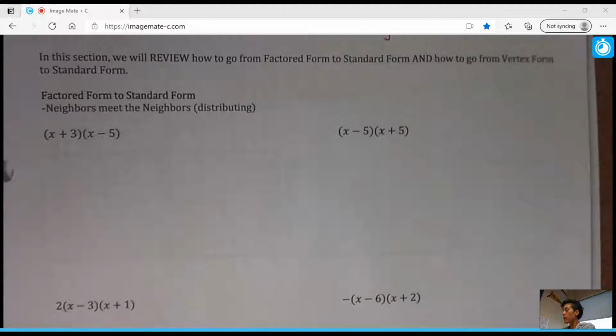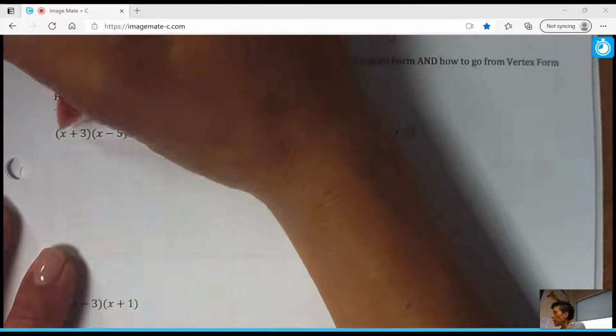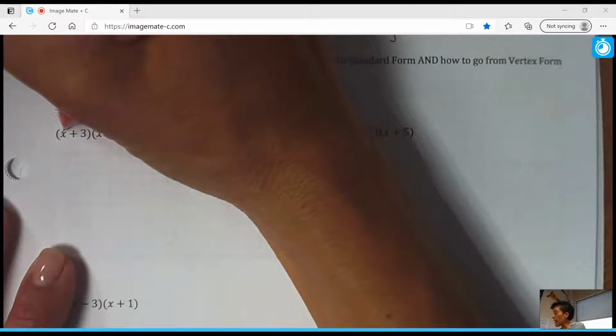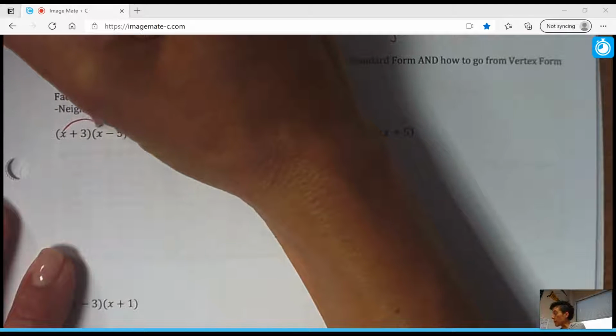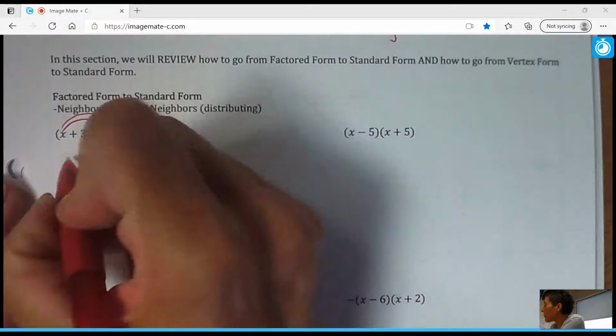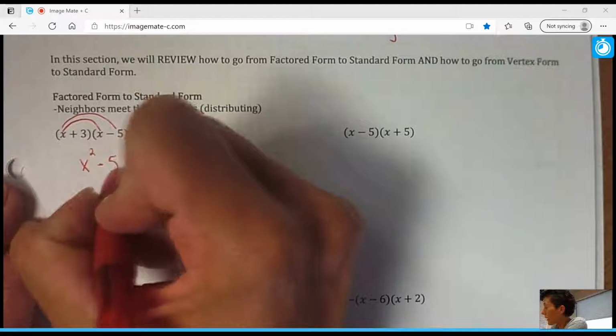So in the first factored problem, what we're going to do is distribute x to everything in here. So I have it, call it the neighbors meets the neighbors. So x meets x, and x meets the minus 5. And when we multiply, which is that distributing part, we're going to get x squared minus 5x.